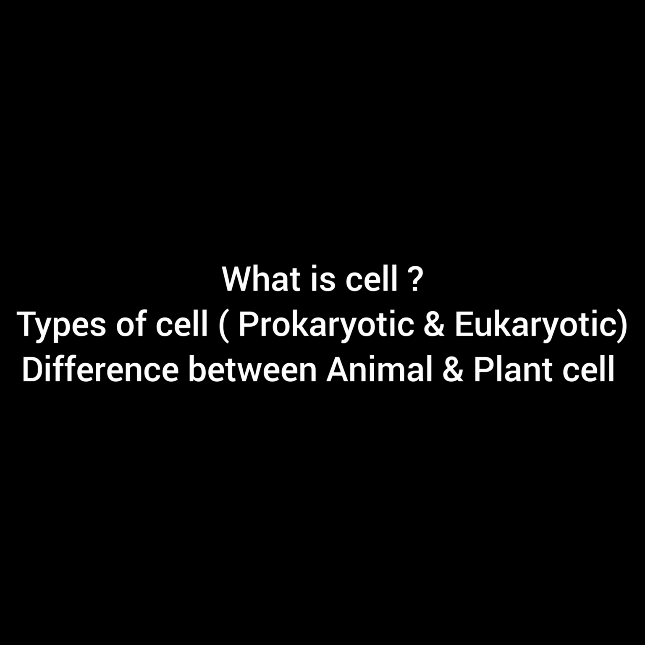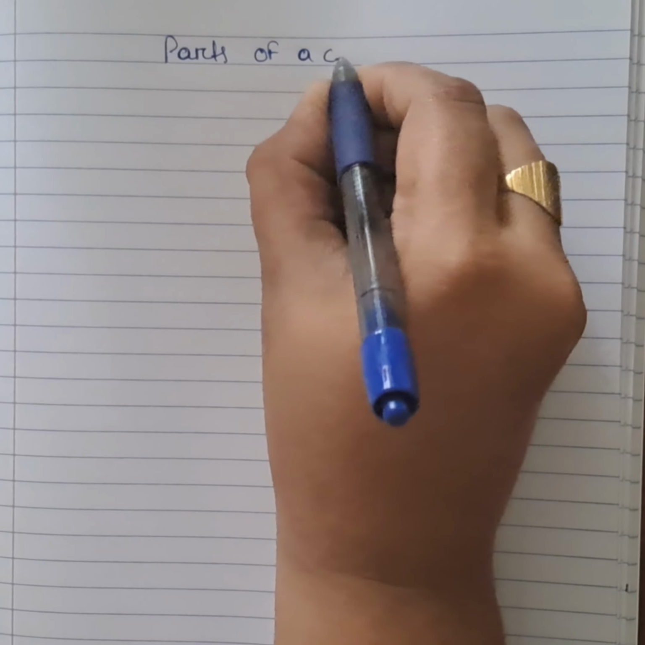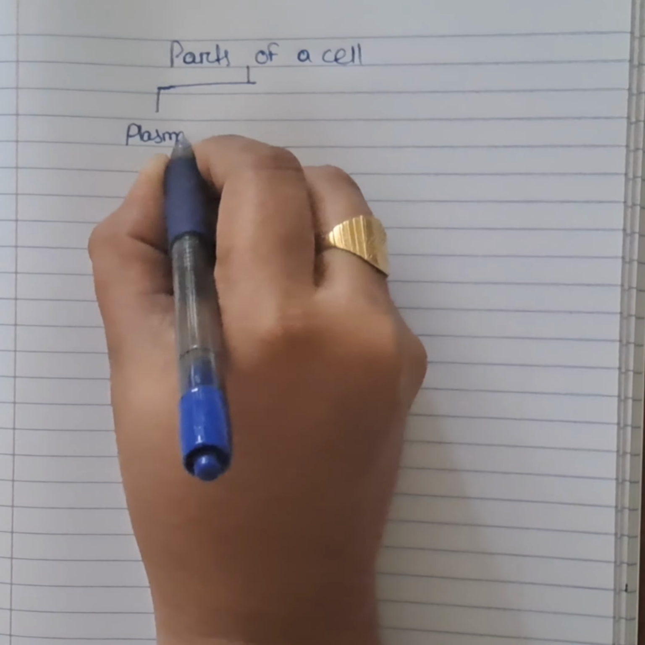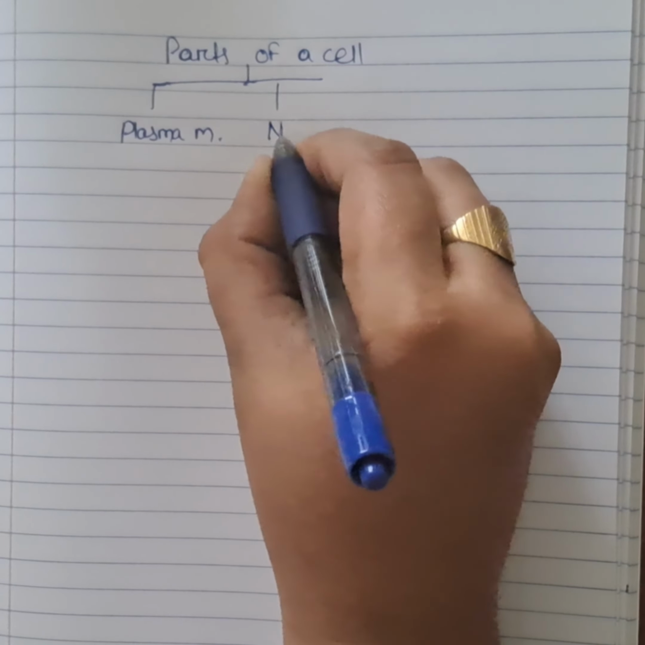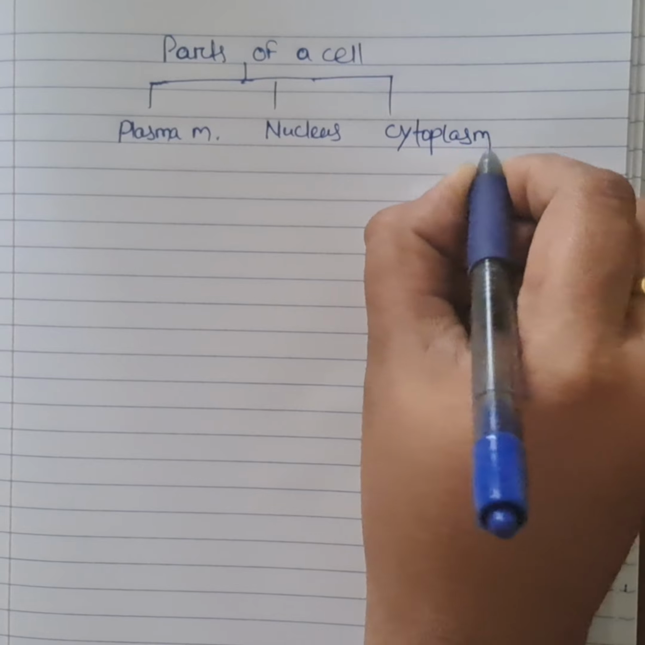In my previous video, I gave a brief introduction about the cell, like what is a cell, types of cells, like prokaryotic and eukaryotic cell, and also what is the difference between the plant cell and animal cell. Now, in my current video, I will be discussing three major parts of a cell: plasma membrane, nucleus, and cytoplasm. Let's begin the topic with plasma membrane.